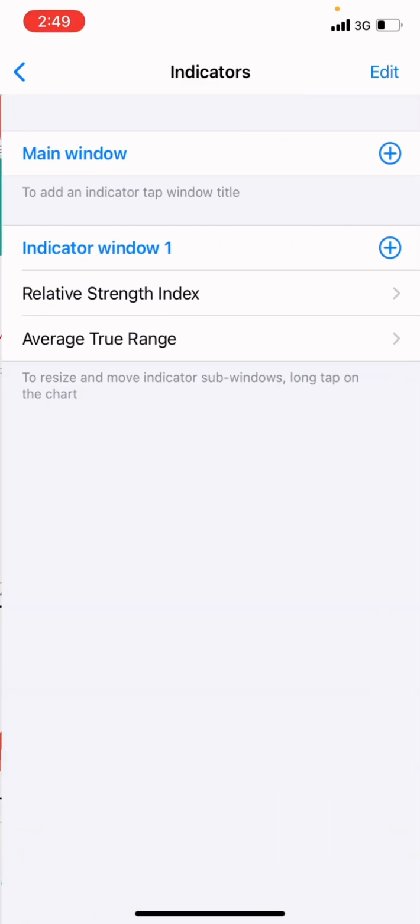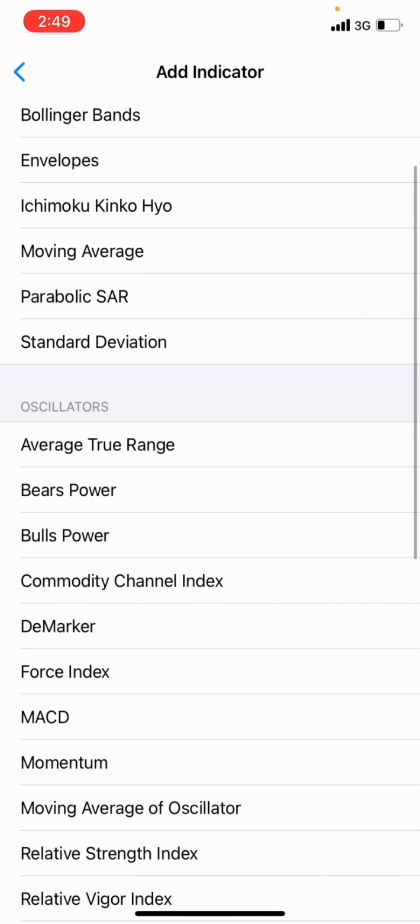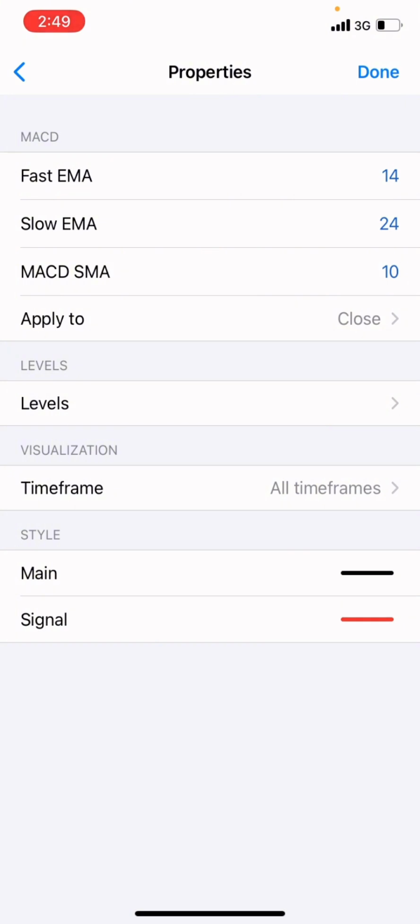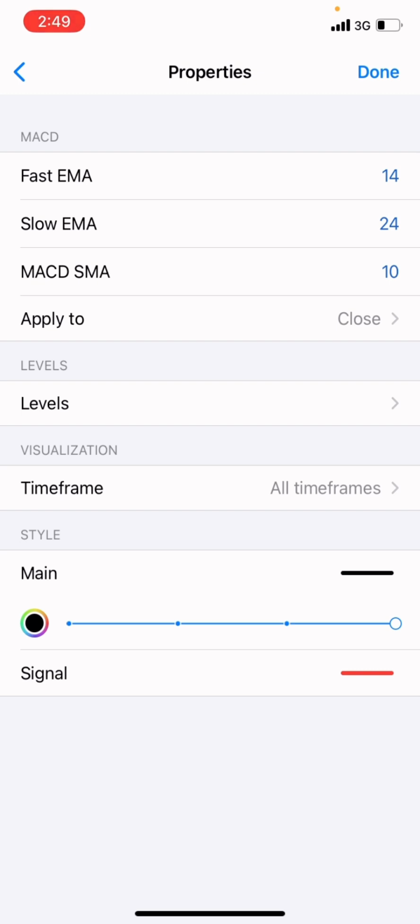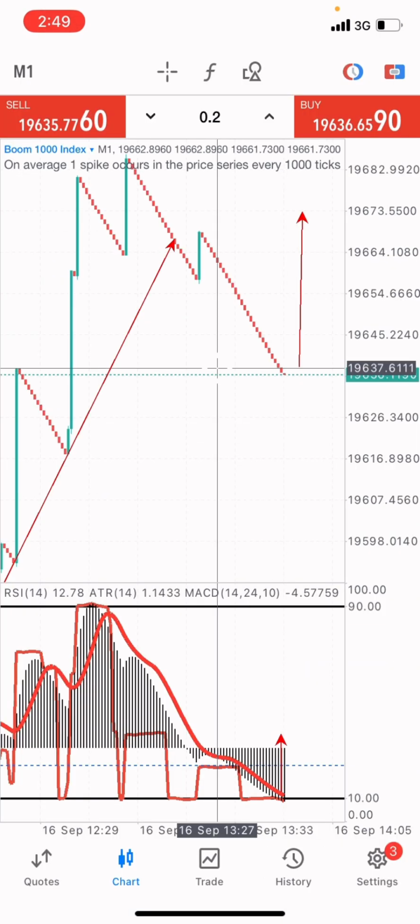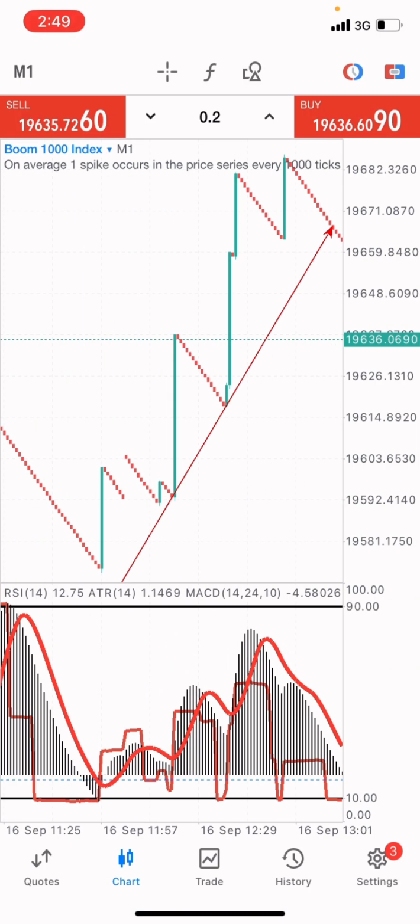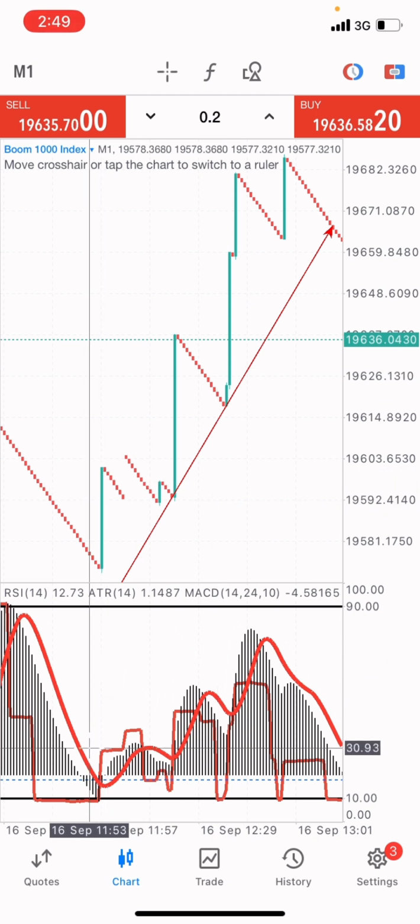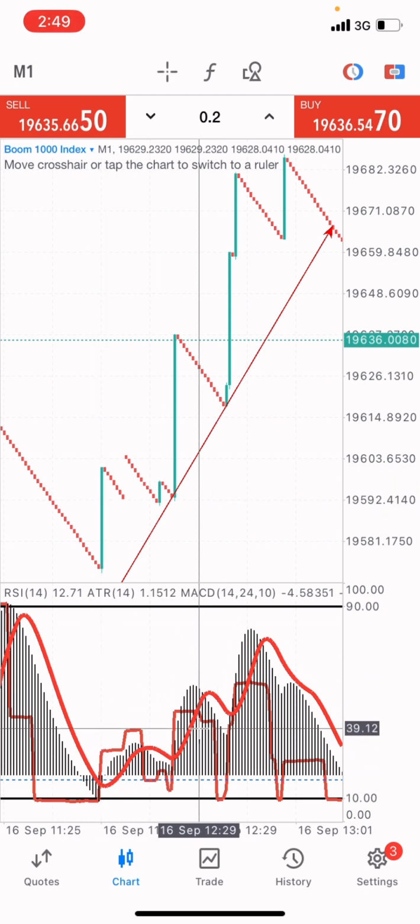And if you put the MACD inside, with fast EMA 14, these are the parameters: the main color on 4 pixels, color black, signal on 4 pixels, color red. All right, you can see that the spike would come into the market from any given point in time.